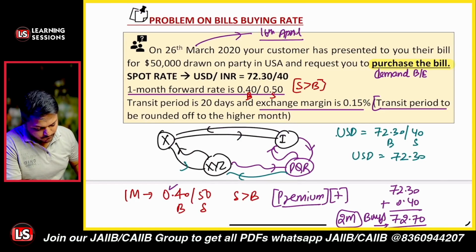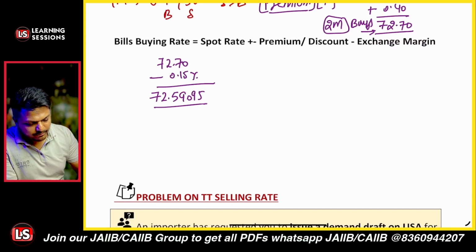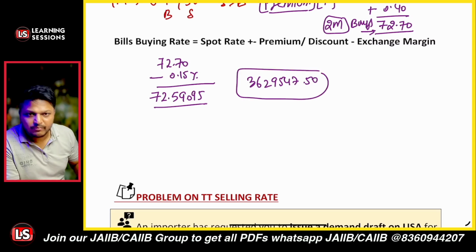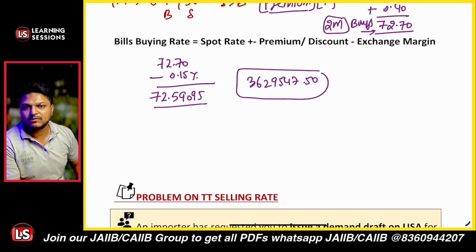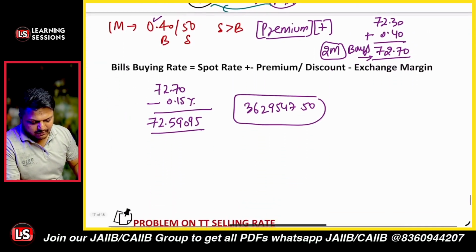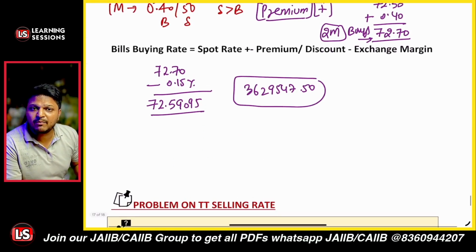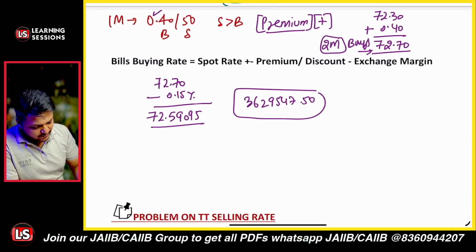And what amount was it carrying? It was related to 50,000 USD. So what amount will be credited to the account? Multiplied by 50,000, it is 36,29,547.50 paisa. This amount will be credited to the exporter's account, right? Is that clear? So this was related to the bills buying rate. Why was the bills rate applicable? Because there was a delay. It was not to be done on the same day, right? So this particular rate will be applicable for that reason.